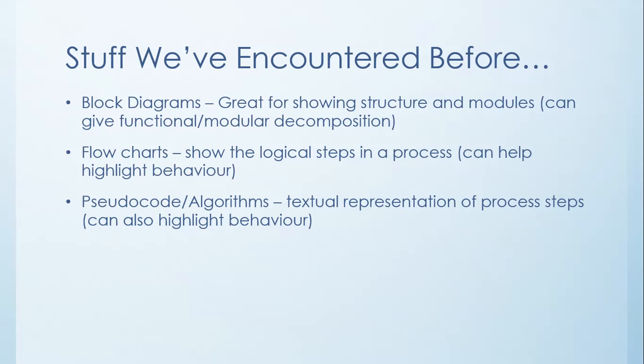So here are some other models we've probably encountered before. We would have probably seen block diagrams. Those are great for showing structure and modules, and can give modular decompositions and that kind of thing. Flowcharts are very popular. You can just use it to describe a process that you've uncovered during requirements. You could use it to describe a process that is how code will operate later on in design and that kind of thing. It's all about how you apply it.